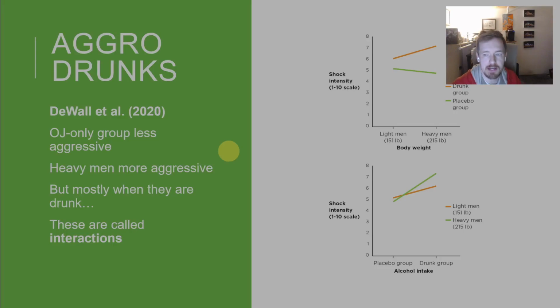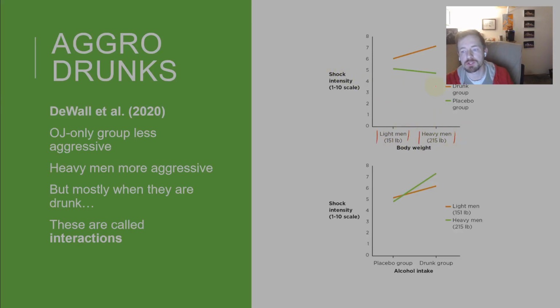So here is the data. Now this is a little bit more complicated than the previous study, so I want to slow down here and talk a little bit about what we're seeing. Let's focus just on this top figure right here. What we're looking at is these two groups, right? Folks with light body types versus heavy body types.